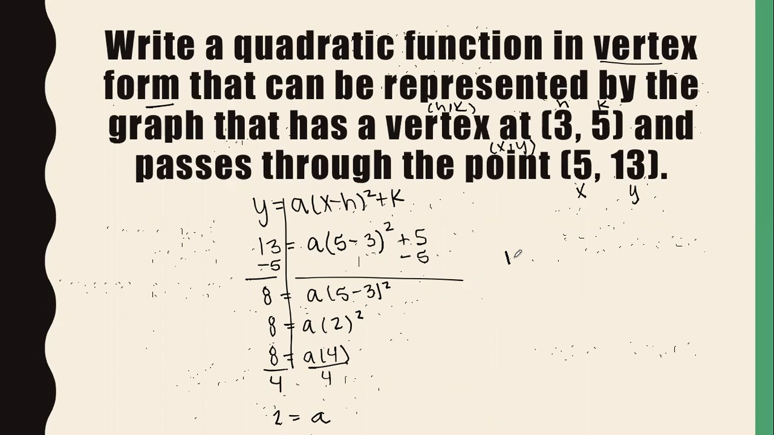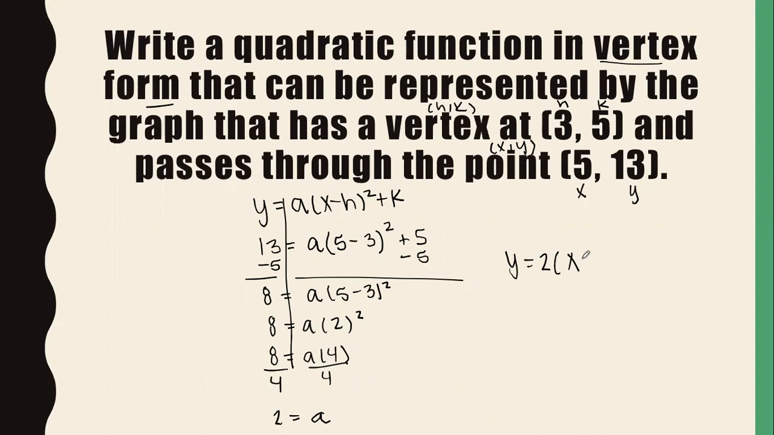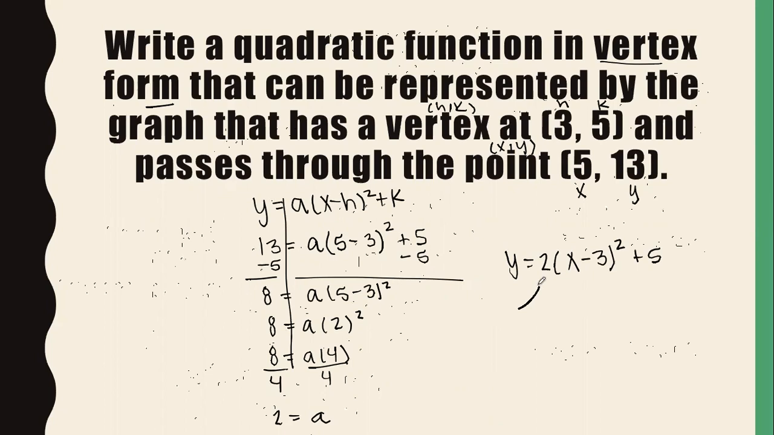Since I know a equals 2, I'm gonna write my equation now. y equals 2(x minus 3) squared plus 5. Because my a value is 2, my h value is positive 3 but it's opposite in the equation, and my k value is positive 5, so that's why it says plus 5.